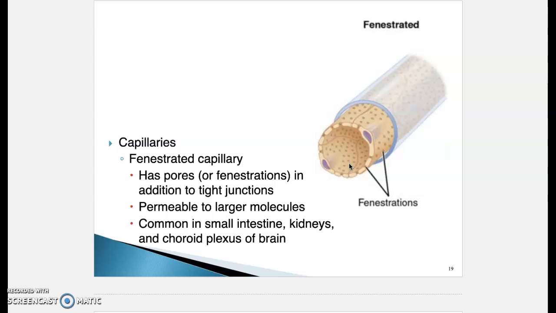Here we have a fenestrated capillary, which is porous, and in addition to their tight junctions, they have these holes here that allow larger molecules to pass through the capillaries. These capillaries are common in places like the small intestine and the kidneys. Though water and smaller molecules can pass faster, these pores are not big enough for proteins or cells to pass through.